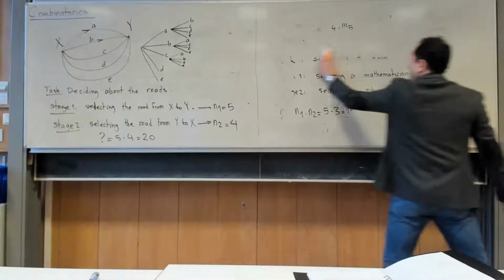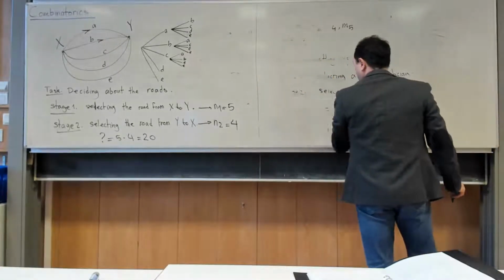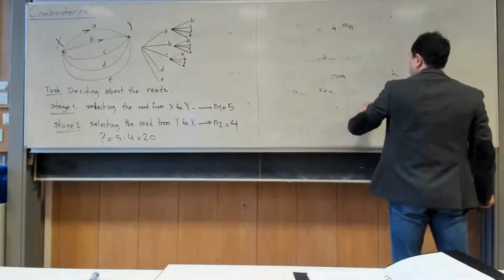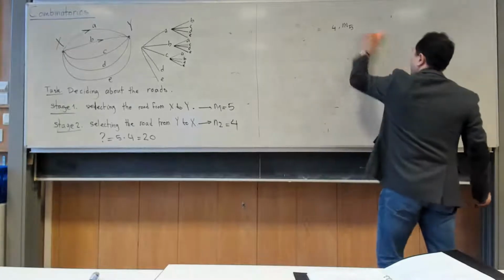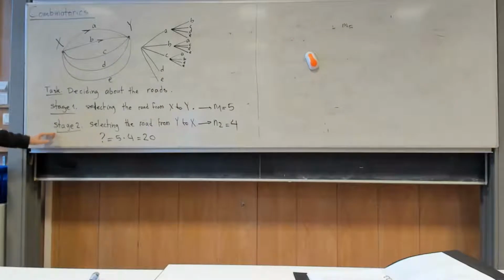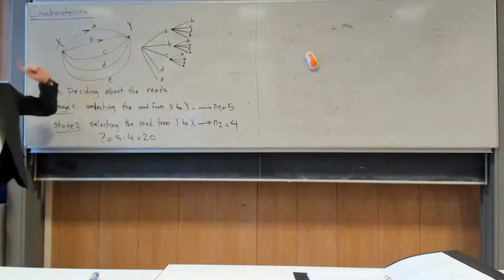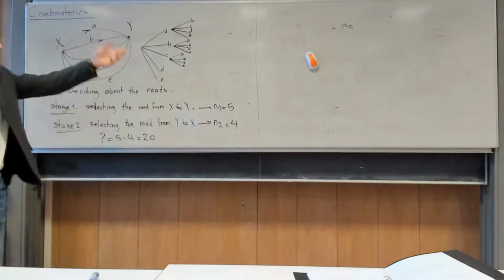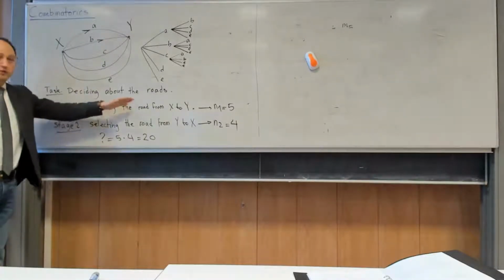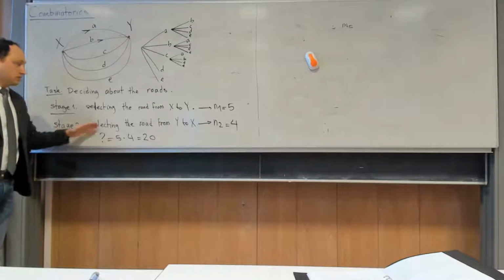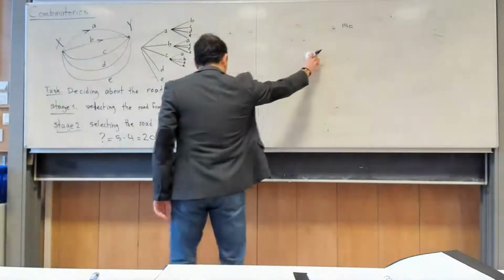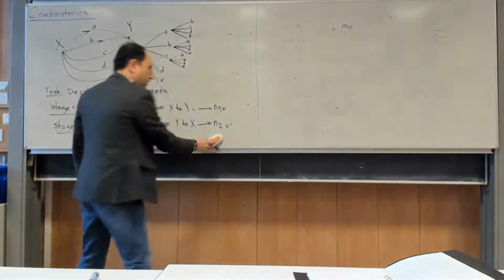Okay, so let me solve the problem. If I want to solve this problem, I need to set up the task in my mind again. So the task, I can write the same thing. Do you agree? I don't need to change anything. The task is still deciding about the roads, the road that I choose for going and the road that I choose for coming back. Stage 1 is selecting the road from X to Y. Stage 2 is selecting the road from Y to X.